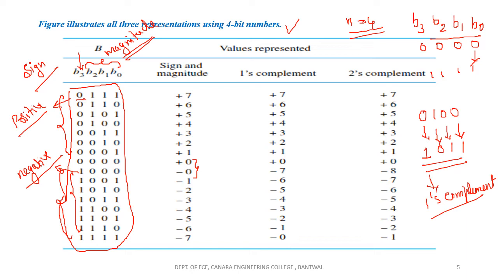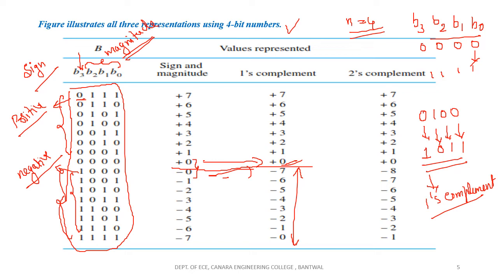So here you can clearly identify the difference. There is nothing called plus 0 and minus 0. There is only one 0, that is positive. 0 is positive. So the representation changes. However, the positive part remains unchanged. Only the variation will be with respect to the negative numbers.